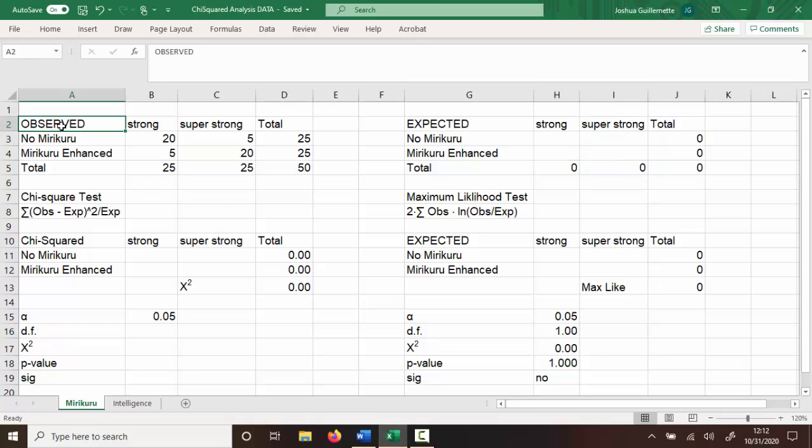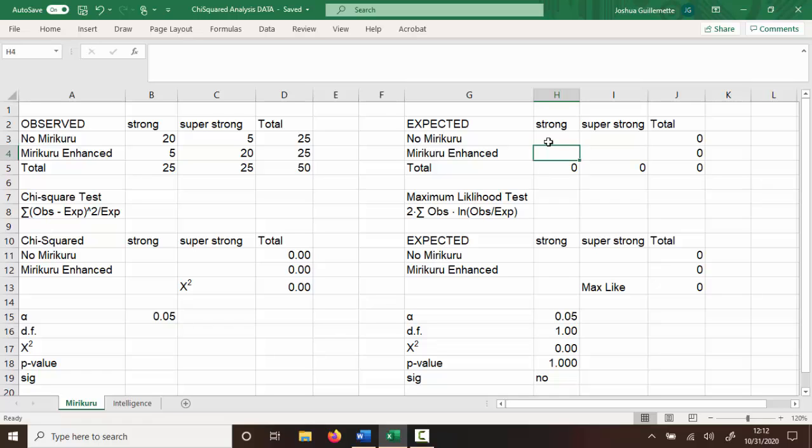All right, so here we have that table that was in the Word document with our results. Now, if this is what we observed, what did we expect? And this is the big thing in the chi-squared test, is you want to know what would we expect if there was no dependence, okay? And the way we do that is we're going to use these marginal values over here to determine how many we would expect to be strong and super strong given the number of people who took mirakuru and did not take mirakuru.